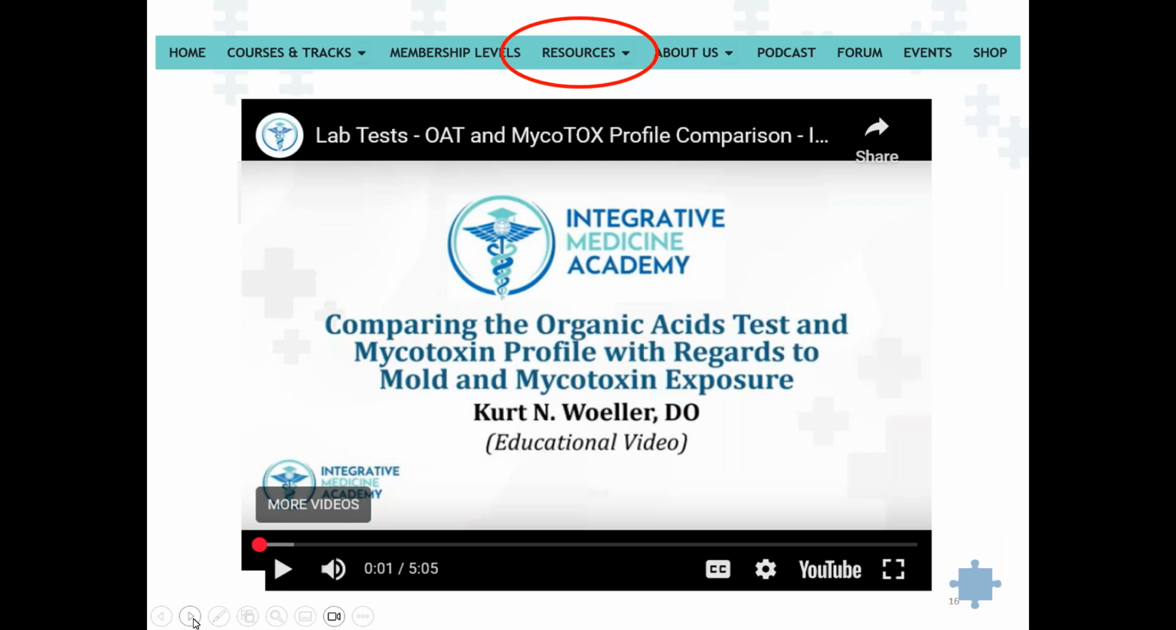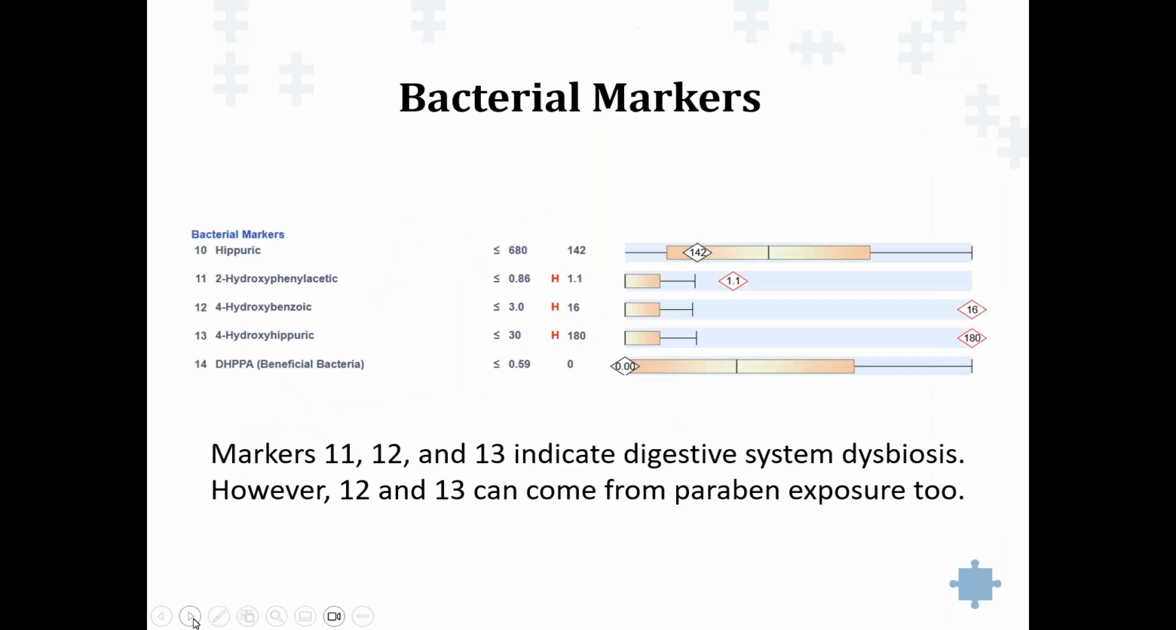So I'll go a little bit more in depth in looking at the oat test, particularly those markers on page 1 with the yeast and fungal markers, and what you'll see sometimes on mycotoxin testing. As we come down on the first page of the oat, we see some elevated bacterial markers. So we know that there's some bacterial dysbiosis. Markers 11, 12, and 13 are commonly elevated when there's a lot of bacterial imbalances in the digestive system.